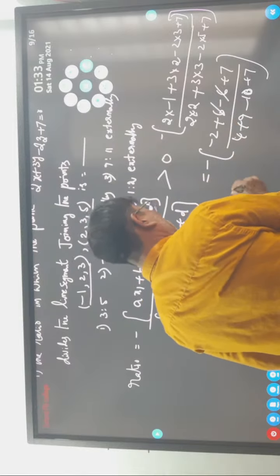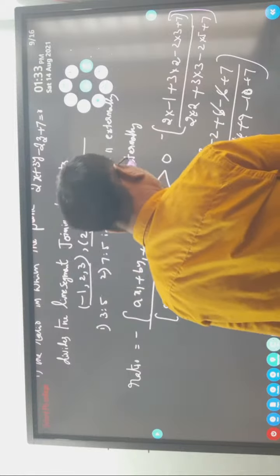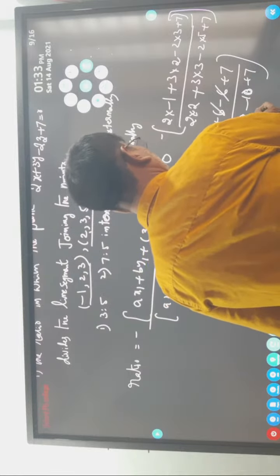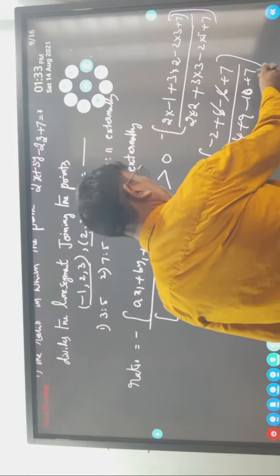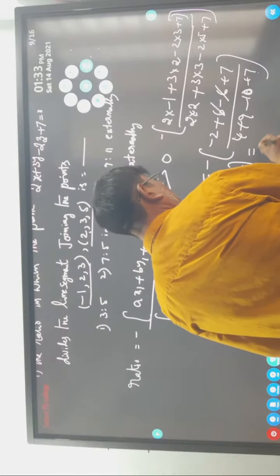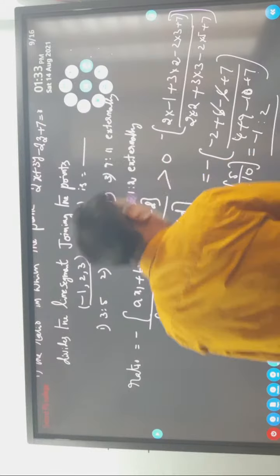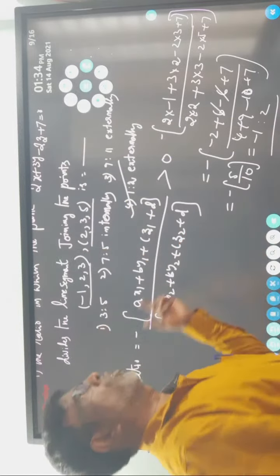Minus 2 means minus of 5 by, if you take it like this, 4 plus 9, 13. So 13 plus 7, 20 minus 10. It is nothing but minus 1 is to 2. Minus means 1:2 externally. So this is the correct answer.